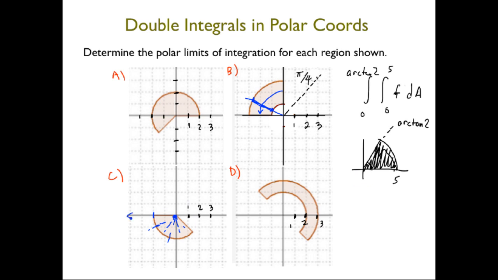Starting angle will be this way, that's pi. Finishing angle will be 7 pi over 4. So 0 to 2 and pi to 7 pi over 4. Okay, do those regions make sense?